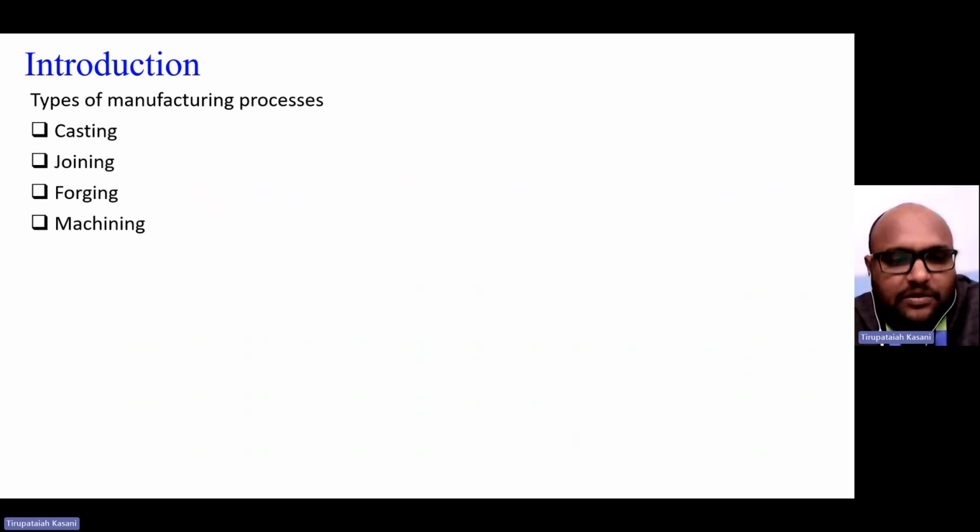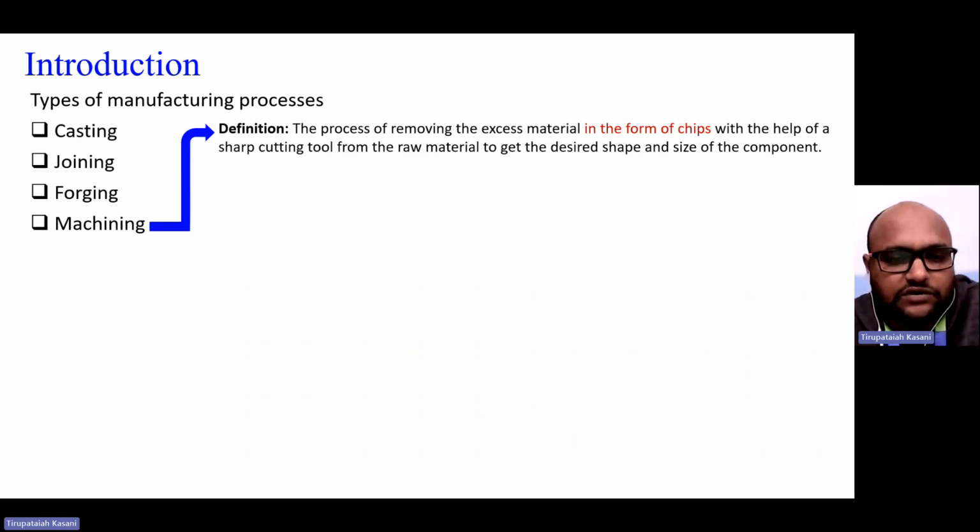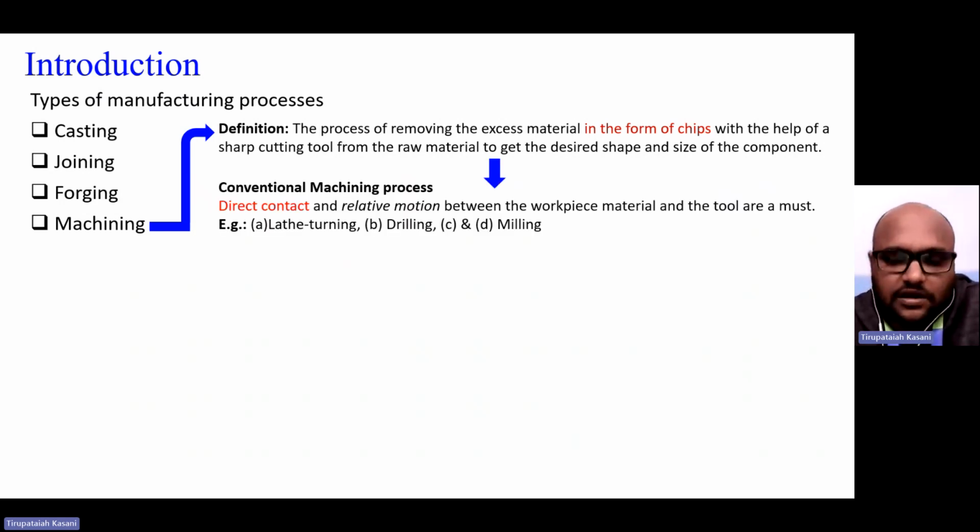The next one is the machining process. Here the metal is removed from the bulk material or the raw material in the form of chips using a cutting tool. If we look at the definition, machining is the process of removing excess material in the form of chips with the help of a sharp cutting tool from the raw material to get the desired shape and size of the component.